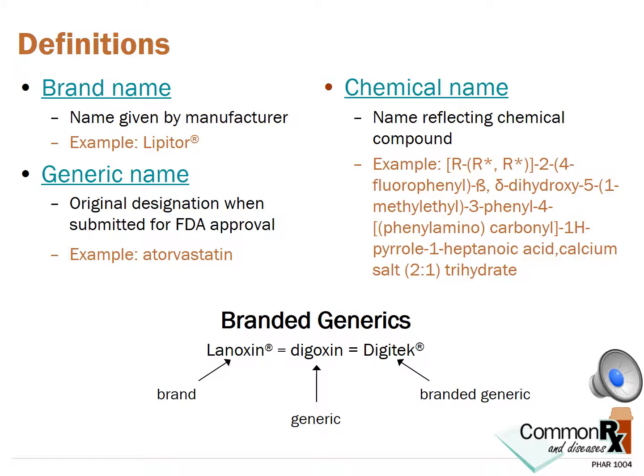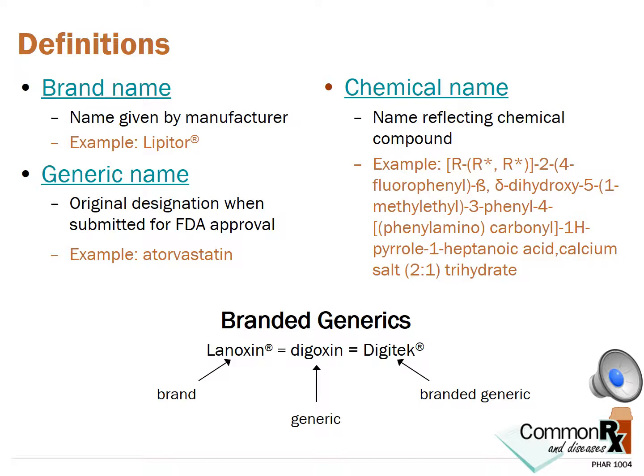On the other hand, the chemical name is much more complicated. This provides a description of the chemical structure of the medication. And lastly, there is a generic name. This is the name that the product was assigned when submitted to the FDA for approval. There are also branded generic names, which can be confusing.